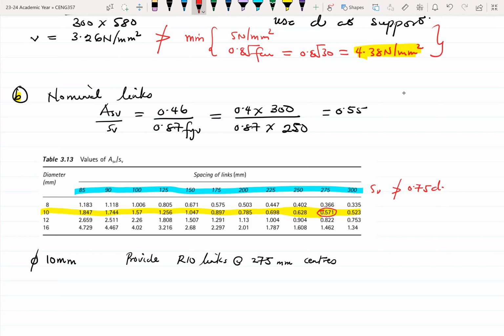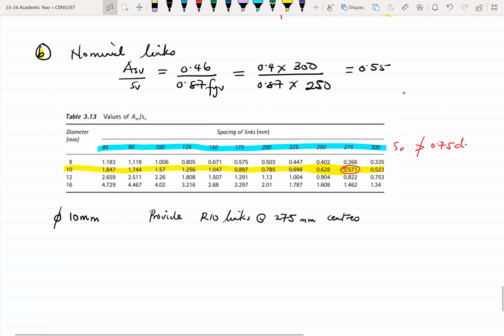So once we have that, we can calculate. This is for the nominal links, and we need nominal links when your shear stress is between some ranges. All right. Before you come back to this video, I would really push that you watch the one that I sent to you a few days ago.